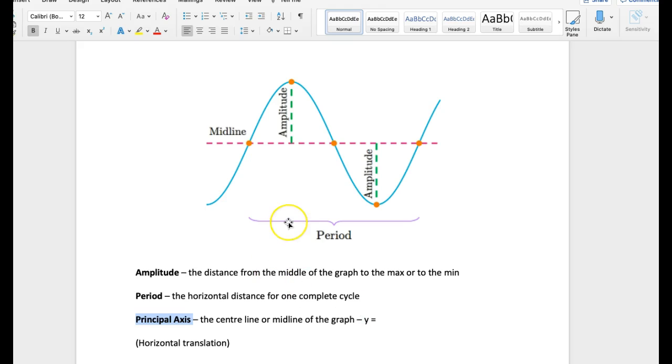Finally, we have something called a horizontal translation, and that's if you imagine an axis through here and say this point was 0, 0, and we had axes through there, we could start there, or we could move this graph over a bit and start it over here. And that would mean that we're actually horizontally translating the graph. So there's some characteristics of trigonometry.